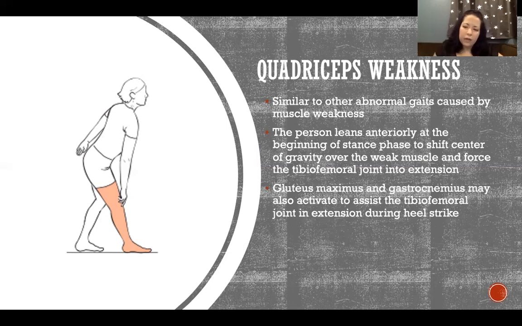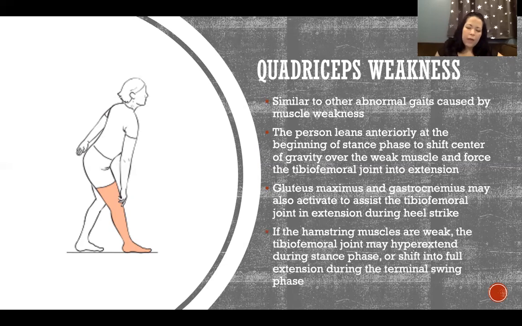Glute max and gastroc may also activate to help with the tibiofemoral joint and extension during heel strike. If the hamstrings are weak, the tibiofemoral joint may hyperextend during stance phase or shift into full extension during the terminal swing phase.